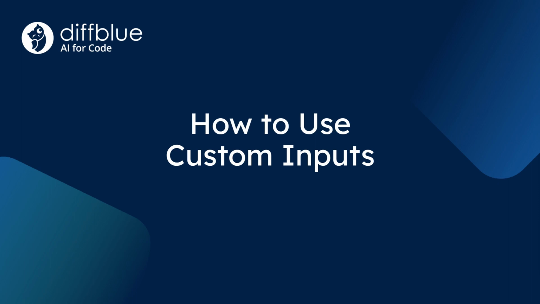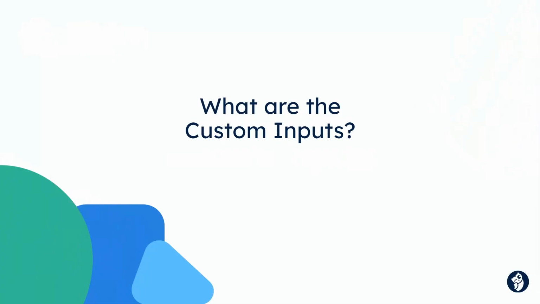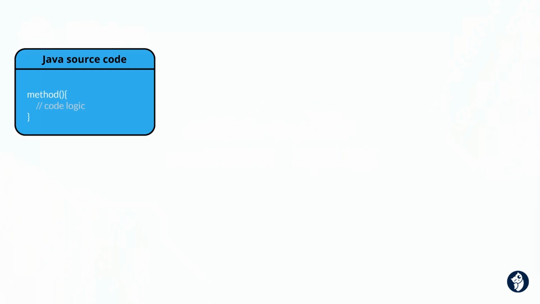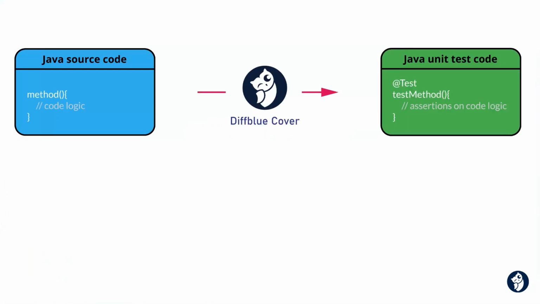Diffblue Cover is the autonomous AI-powered coding tool from Diffblue. It writes Java unit tests without human interaction. Custom input is a generic term which describes the capabilities offered to the user for customizing the unit tests written. Tests written by Diffblue Cover genuinely reflect the source code-based logic and are guaranteed to pass.